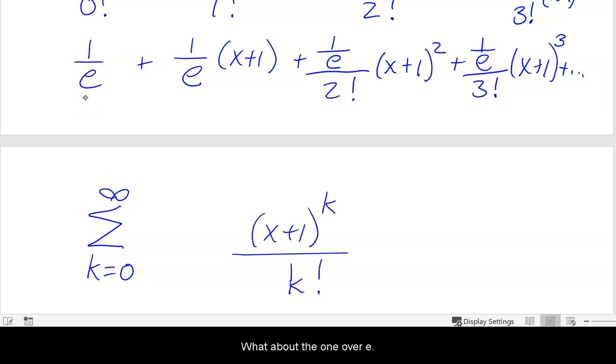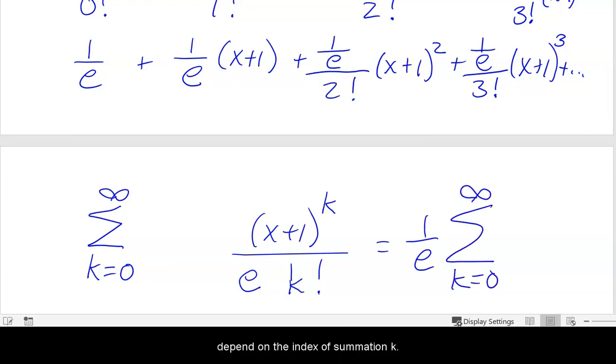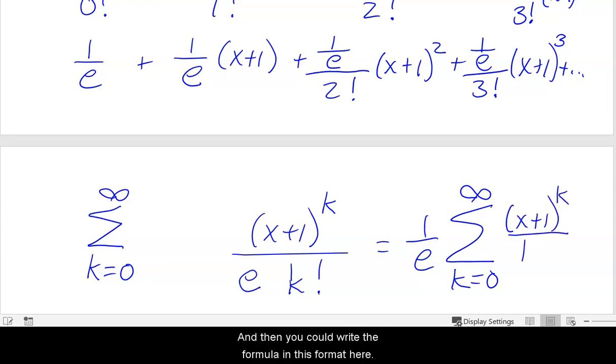What about the 1 over e? If you look at this, you can tell that the 1 over e is in fact never changing. It's just a constant being multiplied by every term. You could, if you wanted, put the e in the denominator as a 1 over e, or instead, you could also put the 1 over e outside of the sum, since it does not depend on the index of summation k. And then you could write the formula in this format here.